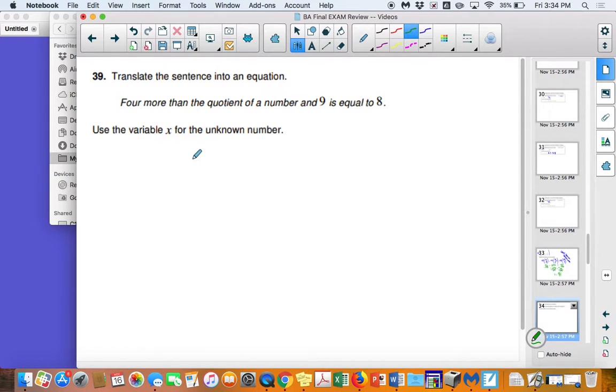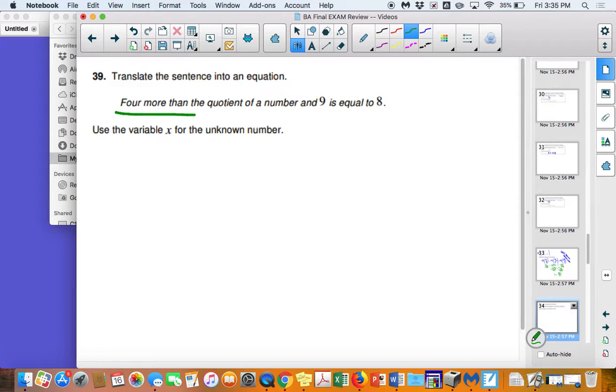Okay, here we go. We're starting back with number 39. It says translate the sentence into an equation: 4 more than the quotient of a number and 9 is equal to 8. Excuse me, I said that so wrong. My bad. So let's just break it down.